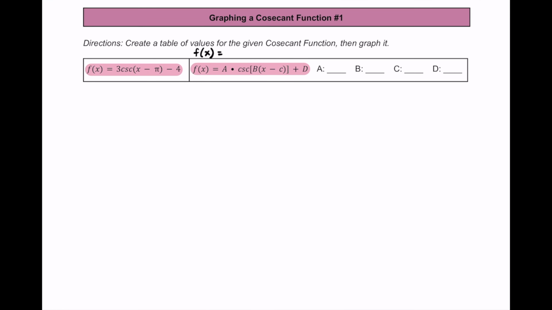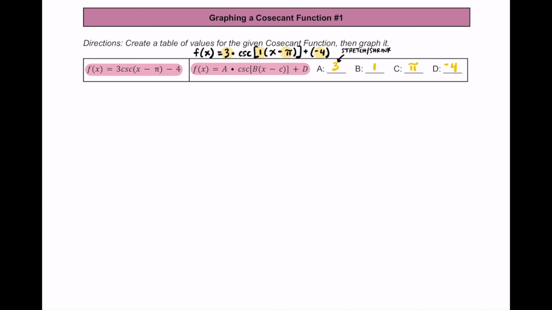In this case, we know that a is going to be 3 here. This is going to be multiplied by cosecant of what? Let's see. I think b is just going to be 1 in this case. It's going to be 1 multiplied by x minus c, but in this case, c is going to be pi. Go ahead and put a parentheses and a bracket. And then for d, it's going to be plus a negative 4. So that's going to be the value of d. Here's a, b, c, and d.